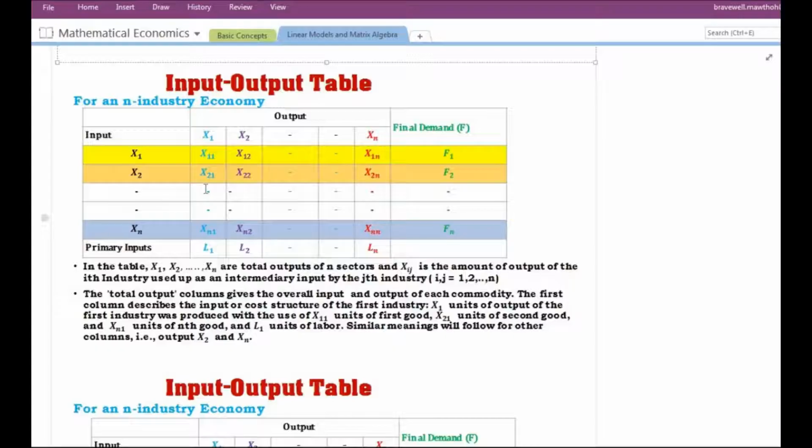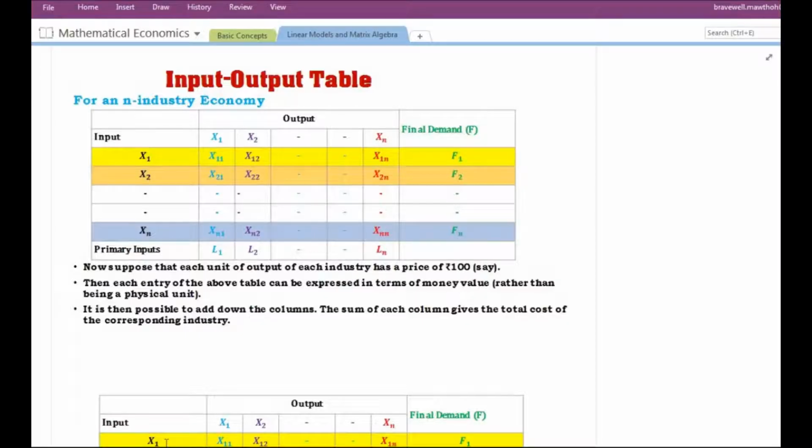So Xn unit of output of the nth industry is produced by using X1n units of the first industry, X2n unit of the second industry, Xnn unit of the nth industry, that is its own output, along with its primary inputs Ln. Now if we assume that each unit of output of each industry has a price of 100 rupees, say each unit of output of the first industry, second industry and nth industry has a price of 100 rupees. By doing this manner, we will be able to express the entry in the above input-output table in monetary terms.